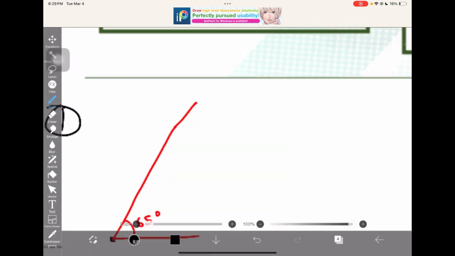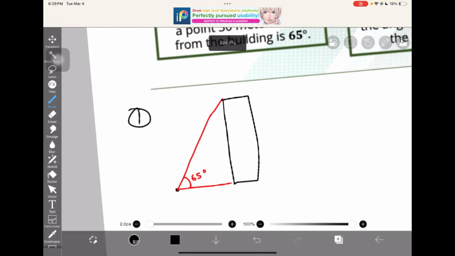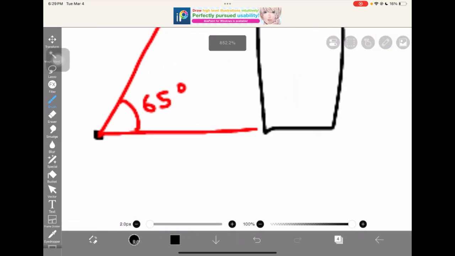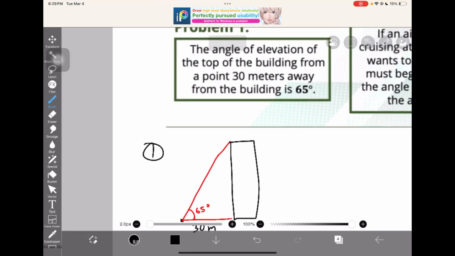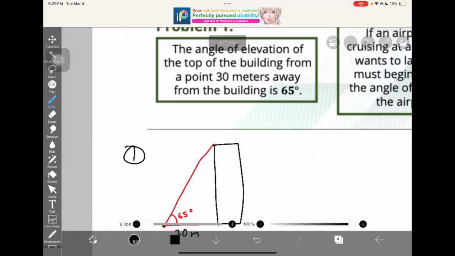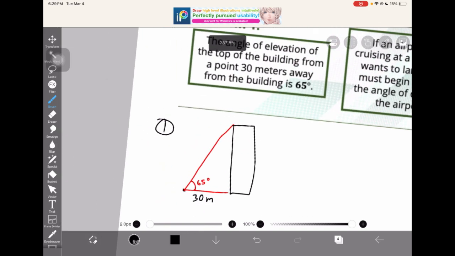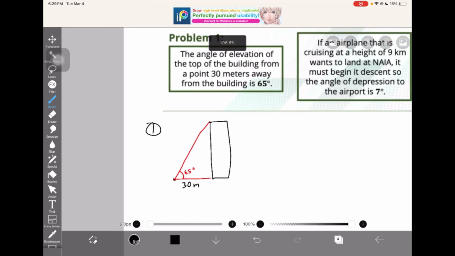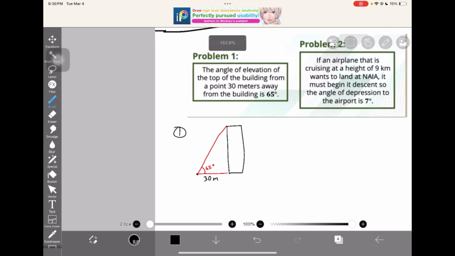Then we also have a building. We need to find the height of this building, but we also do know that this is 30 meters. So we have the top of the building from a point 30 meters away. So this is 30, and then we need to find the height of the building. Let me just solve this real quick on my notebook, and then I'll get back to you.